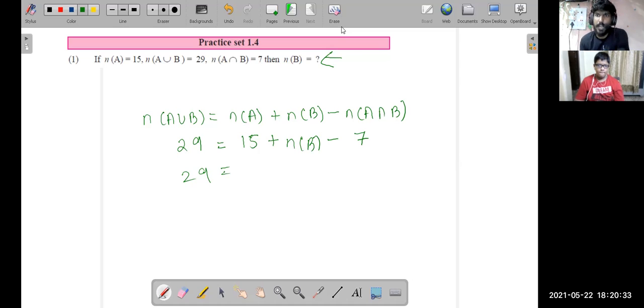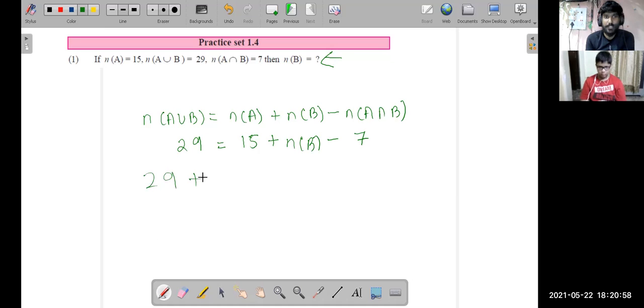$21, it's correct. How did you get 21? Tell me that also. Okay, so first, when I found out the answer was 29, I added 7 to it, then it became 36, then I subtracted 15, then I got 21. Correct. So this is what you did.